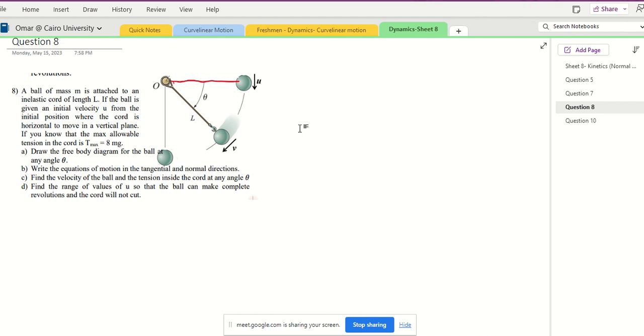So we have again four requirements. The first two are to draw the free body diagram and to write the equation of motion in the tangent and normal directions, like the same. So let's begin with A and B, and then move forward to C and D after we complete the free body diagram and the equation of motion.